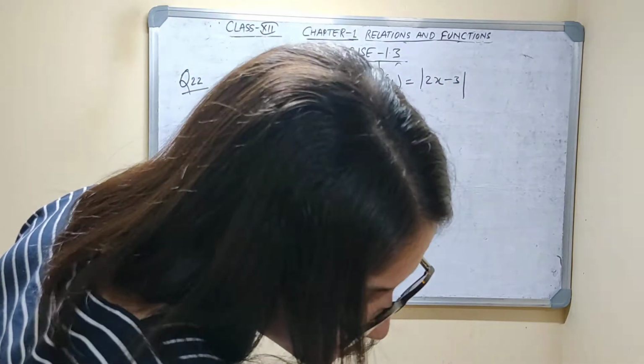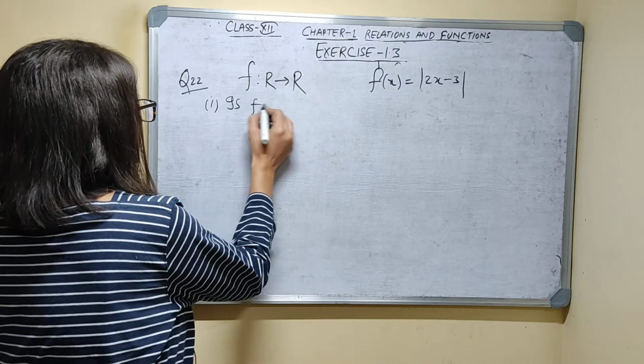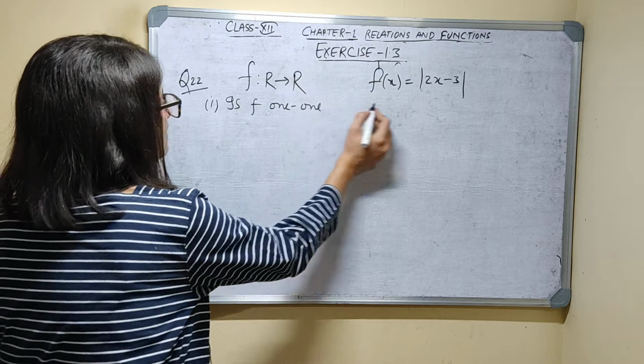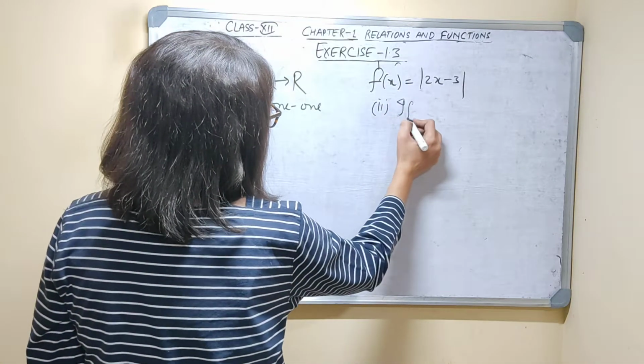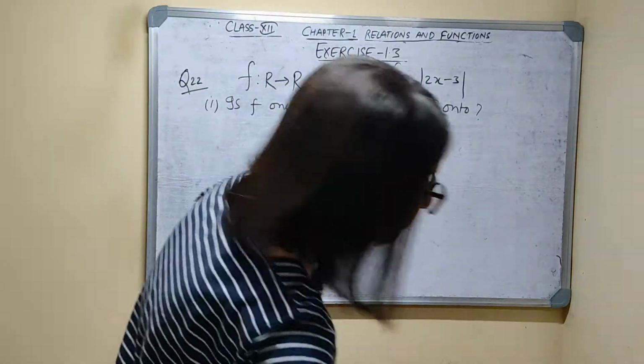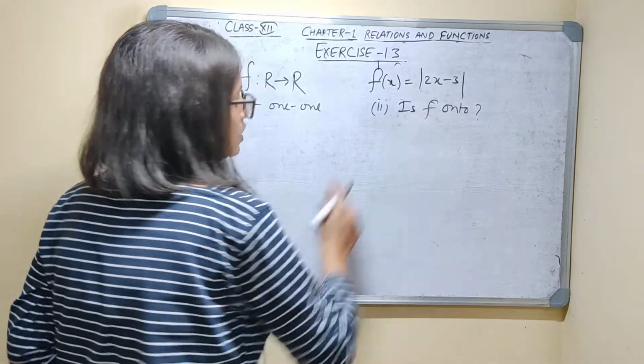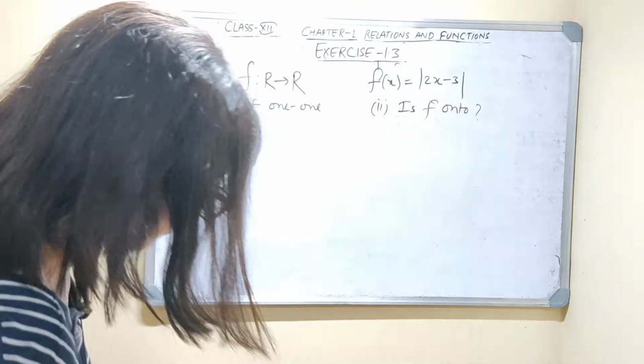Is f one-one? Is f onto? We have to check, is f one-one? In the second part they are asking, is f onto? Is the function f onto? You have to check both. So how will you check?